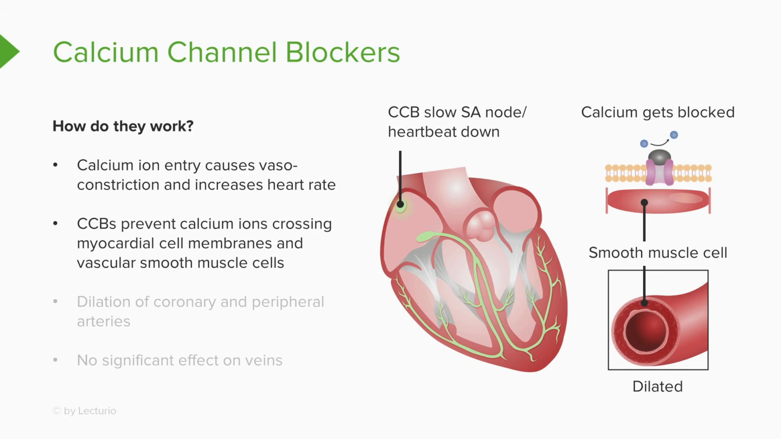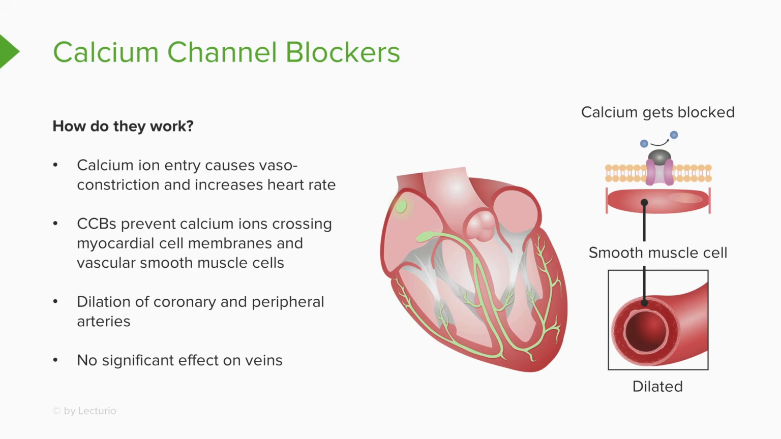They block that calcium from crossing the myocardial cell membranes and the vascular smooth muscle cells. So we have less vasoconstriction and a lower heart rate when a patient is taking calcium channel blockers. Cool part is that dilates those coronary and peripheral arteries. Well, by dilating those coronary arteries, remember, that's a big help in lowering blood pressure and helping that heart get more blood to it, a good oxygenated blood supply, because those coronary arteries are dilated.